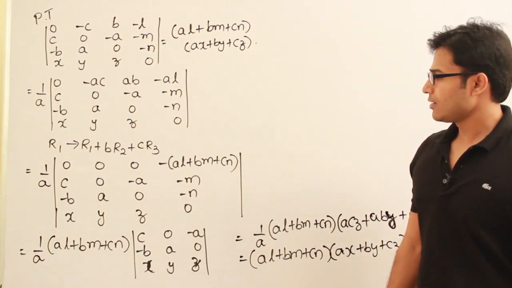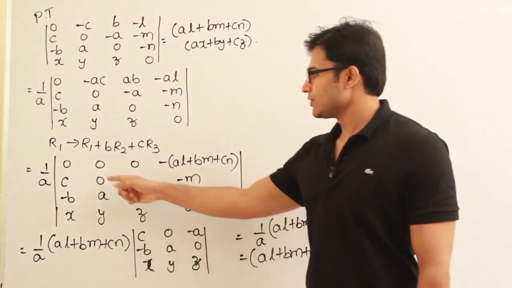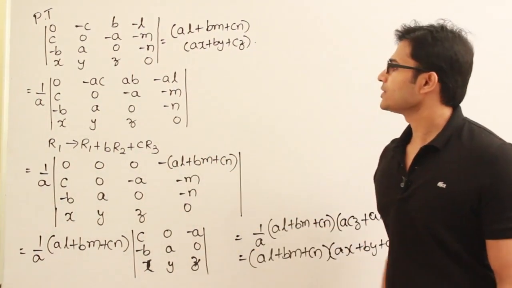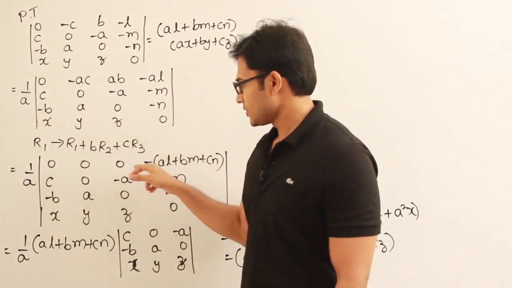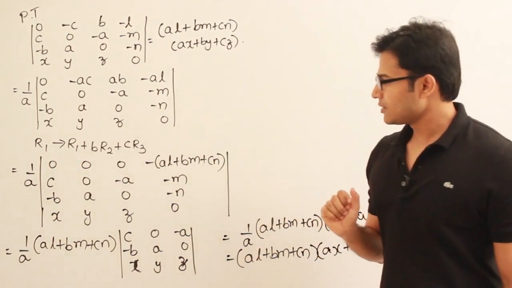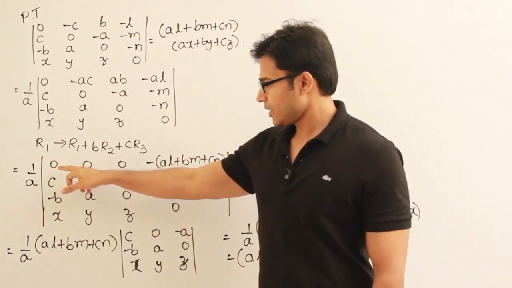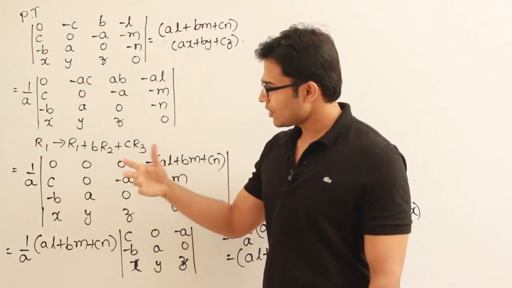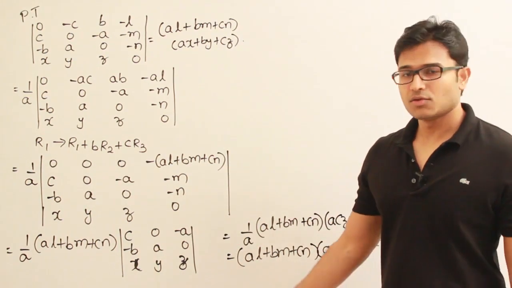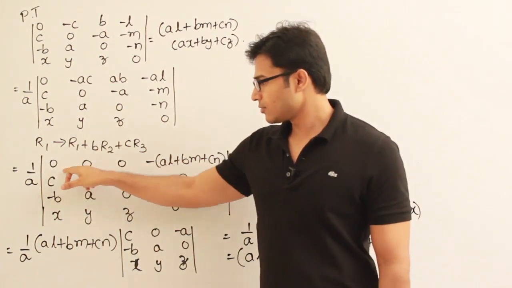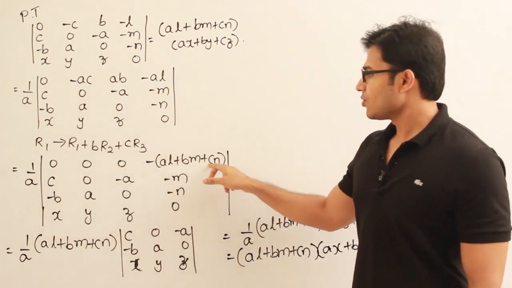Okay, and now if you observe this, the first row is containing most of the elements as 0, so it is better that you expand the determinant across the first row. Now when you are trying to expand the determinant, you need not worry about the cofactors of this one and this one, because they are already zeros, right? So when you multiply them with cofactors, it is going to be 0. So these three elements need not be considered. You need to consider the cofactor of this.